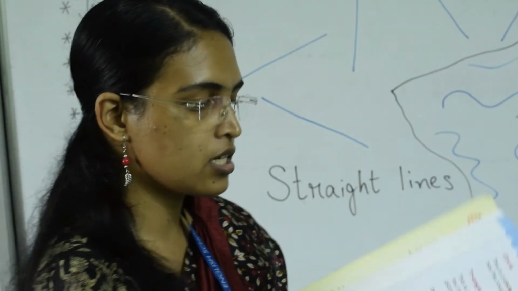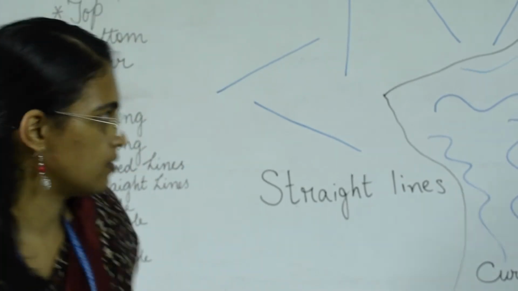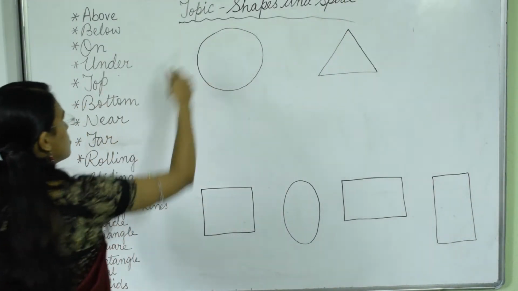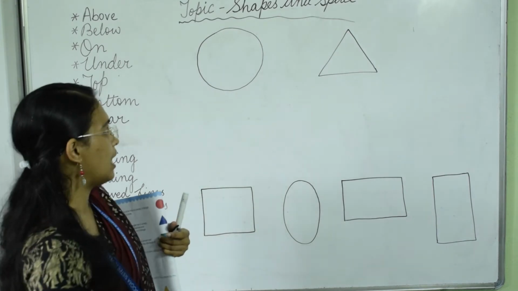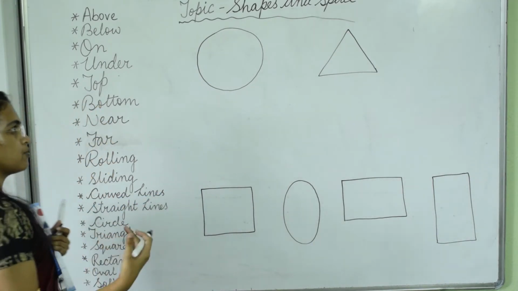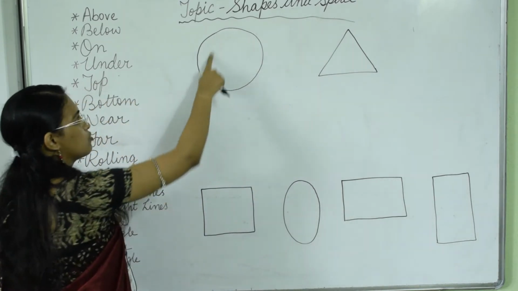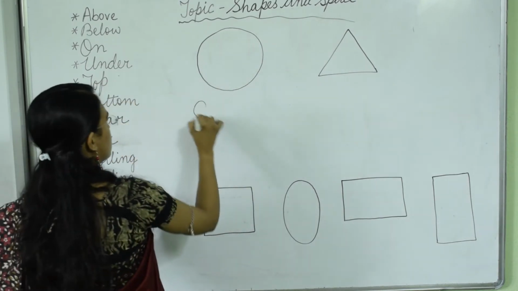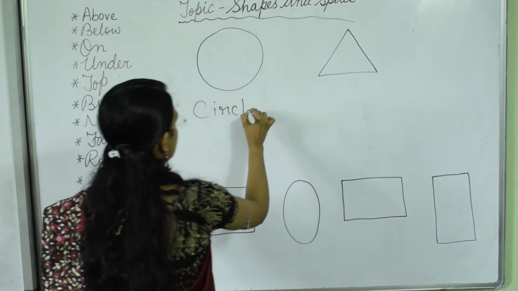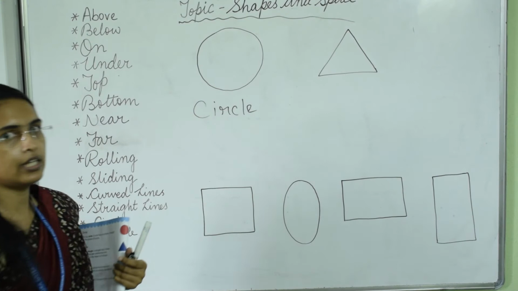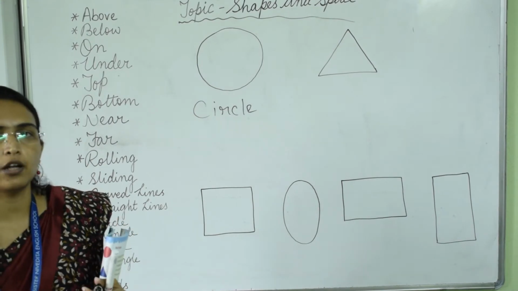Now we will discuss various shapes. Okay, now look here, which shape is this? We already learned about various shapes, about the names of various shapes, right? So which shape is this? We all know this is a circle. Which shape? Circle. So can you tell me one example of a circle?